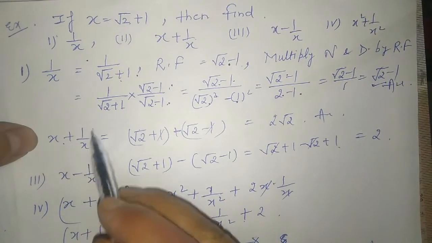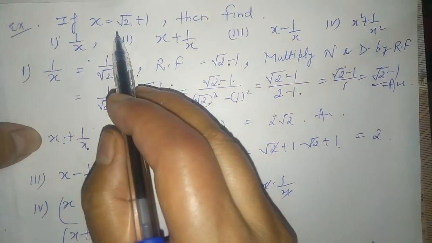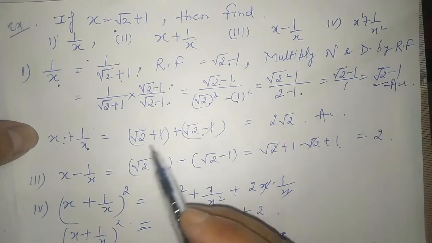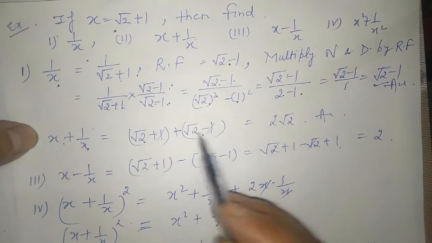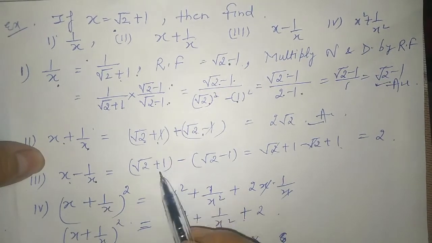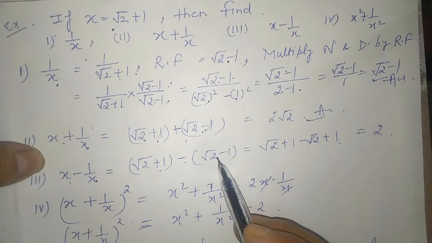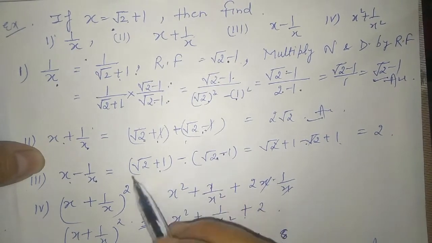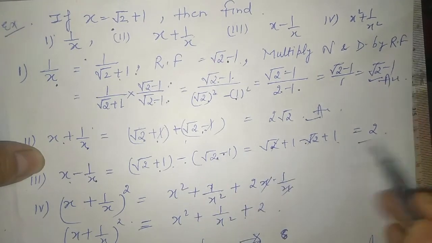Now we have x + 1/x. What is our x? √2 + 1. What we found here for 1/x is √2 − 1. So the 1s cancel out, and 2√2 is the answer. Similarly, x − 1/x. This is x, with the minus sign, and this is 1/x. When we open the bracket, the sign will change. So this time √2 will cancel out and 1 becomes 2.